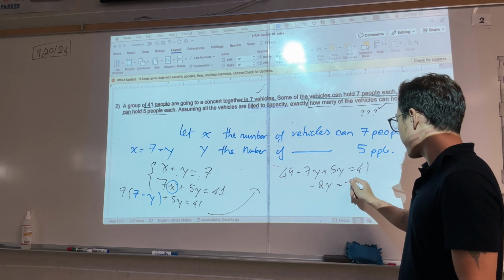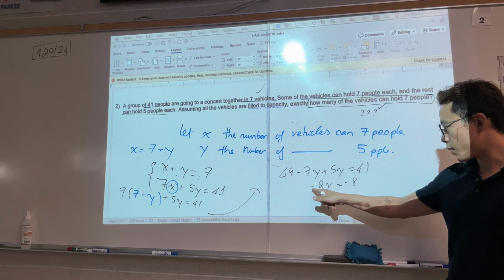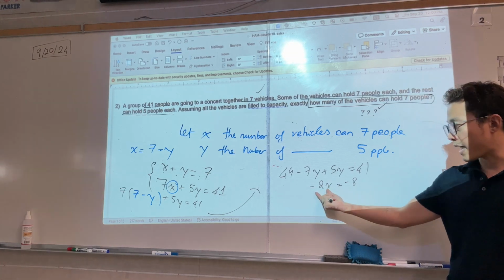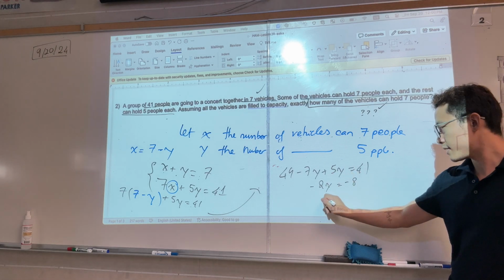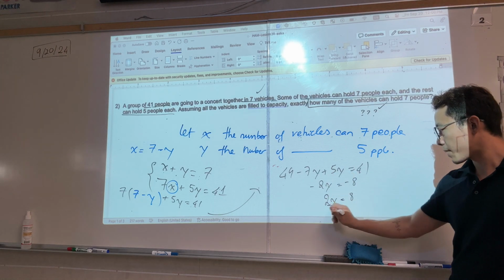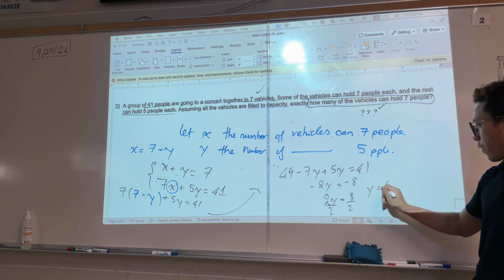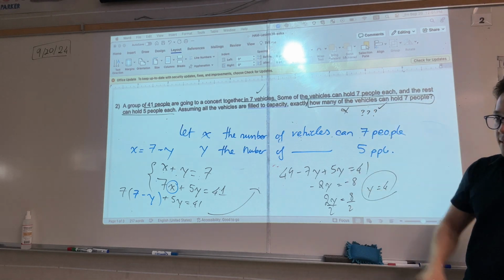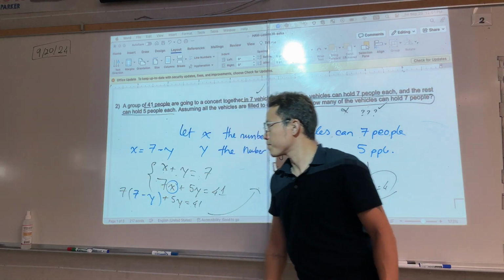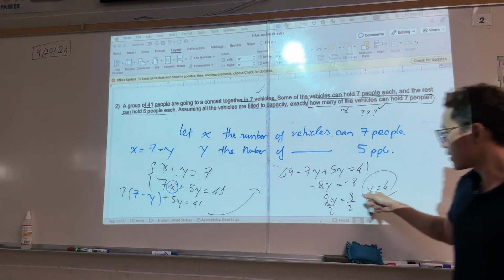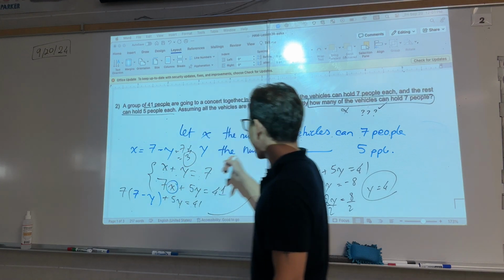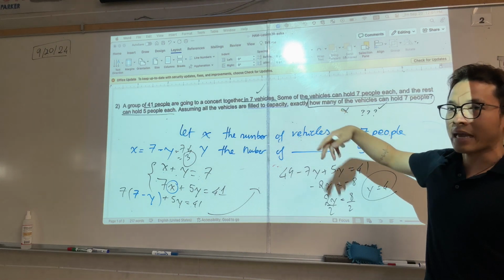49 over here is going to be negative 8, right? So one way you can think is to multiply everything by negative 1, or you can just flip the sides, and this one over here becomes positive. So 2y equals 8, and divided by 2, y equals 4. They're asking for the one that can hold 7 people, so they're actually asking for the x. So maybe it's better we substitute the y instead. Plug it in here, not too bad. 7 minus 4 is 3. So your answer is 3.